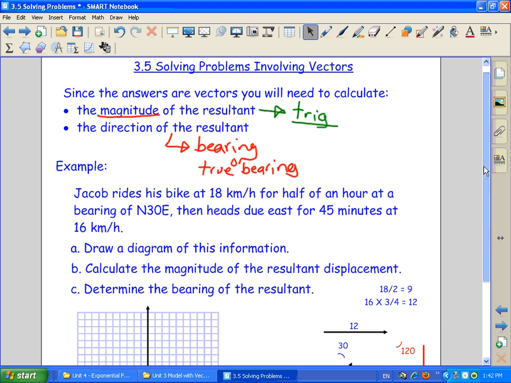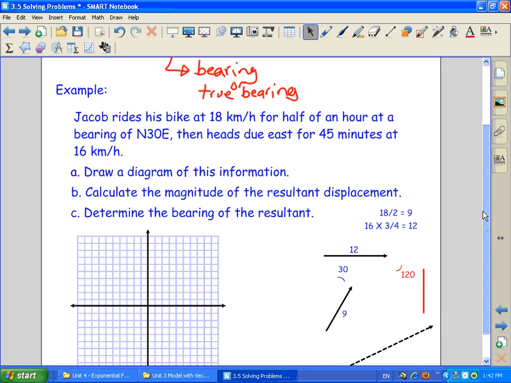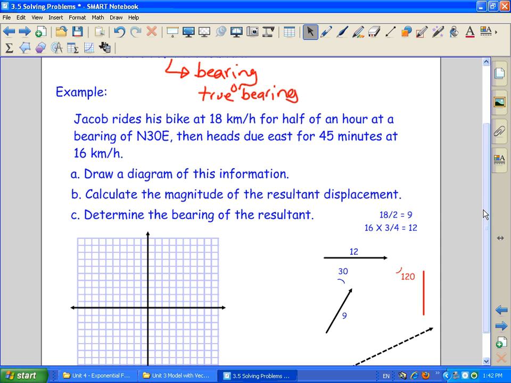All right, so here's an example. Jacob rides his bike at 18 kilometers per hour for half an hour at a bearing of north 30 degrees east. Then he heads due east for 45 minutes at 16 kilometers an hour. Draw a diagram for this information. Then calculate the magnitude of the resultant displacement.